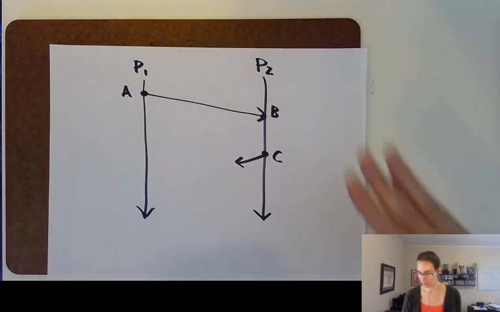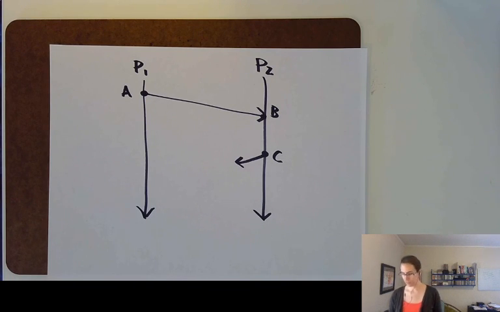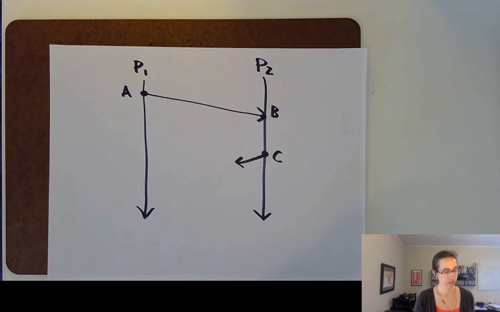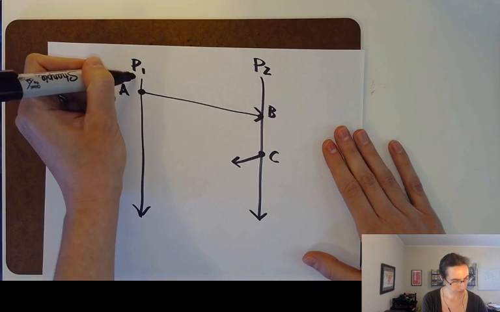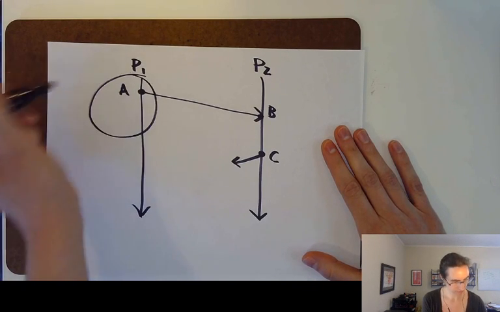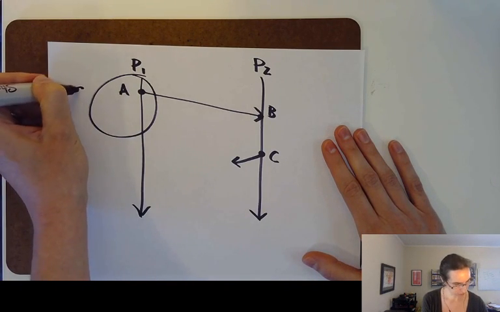Let's say that P1 here is the initiator process. Let's say that P1 decides to start taking a snapshot, and it takes that snapshot right after message A is sent. So what it does is it records its state right there. We're going to call this S1.